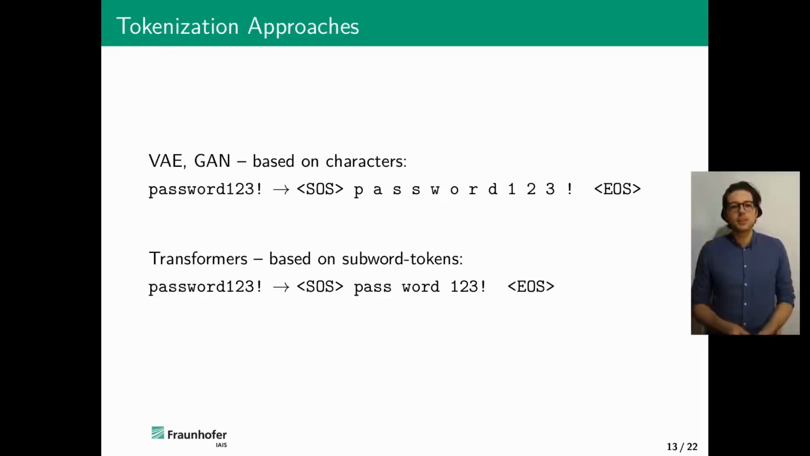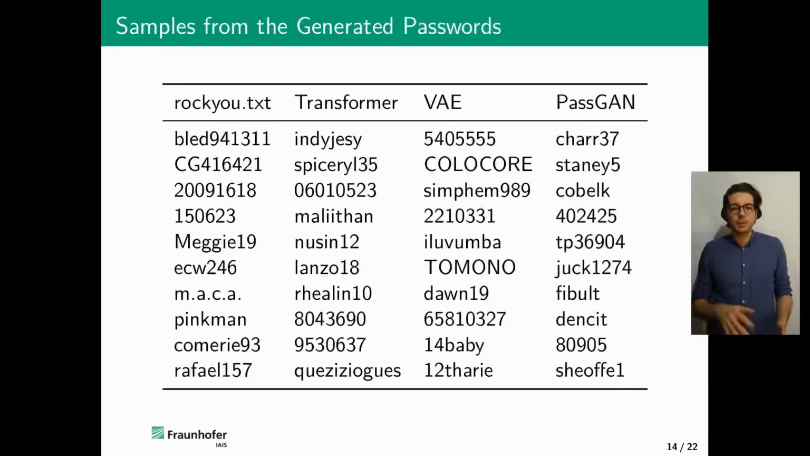So that concludes the technical introduction part of this presentation, and we can now have a look at some results. For the next couple of slides, we have trained all our models on the RockYou training dataset, which is quite small, contains around 10 million unique passwords. And first, we want to have a look at some random generated passwords.